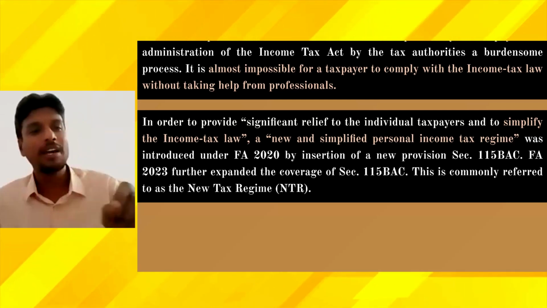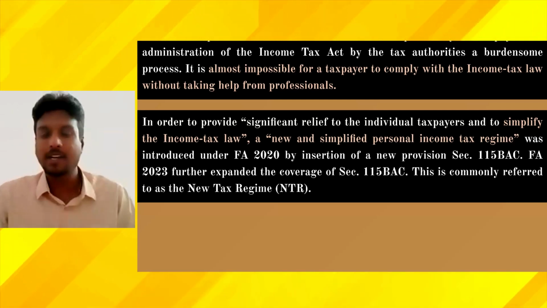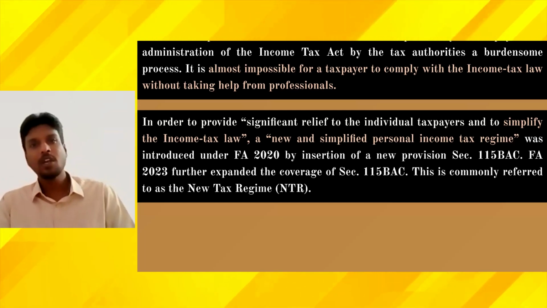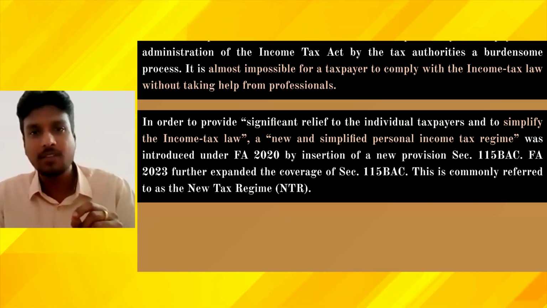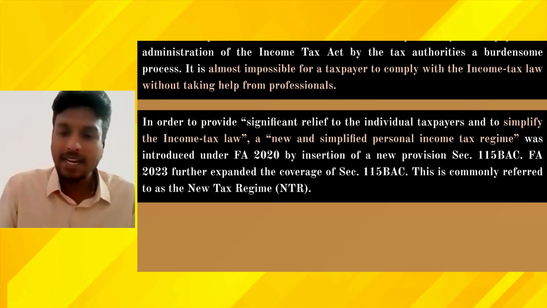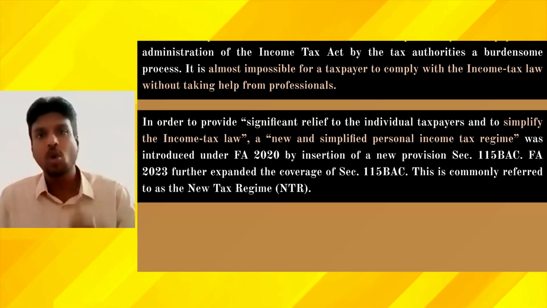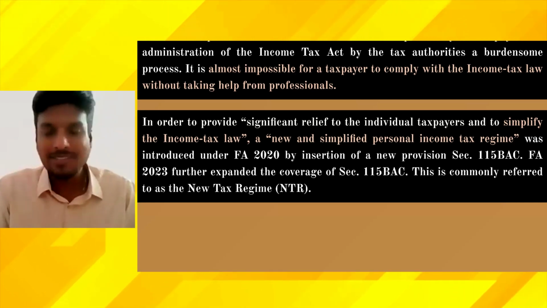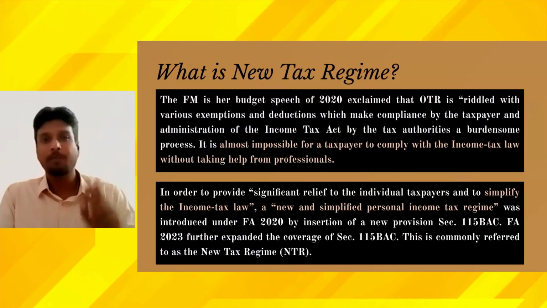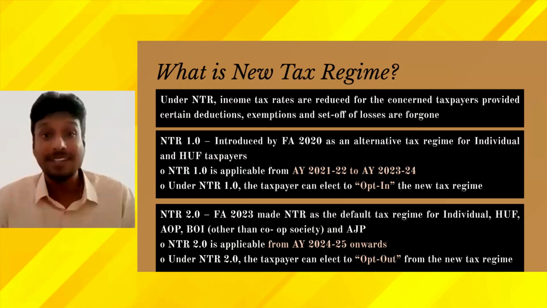This is commonly referred to as the NTR, new tax regime. So OTR is the old tax regime and NTR is the new tax regime. Going forward, wherever I refer to OTR, it is the old tax regime, and wherever I refer to NTR, it is the new tax regime. Moving further, what else is the new tax regime?